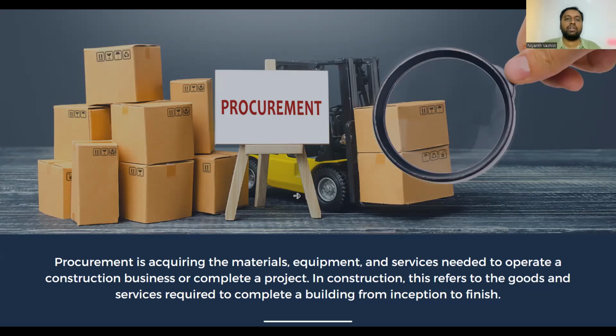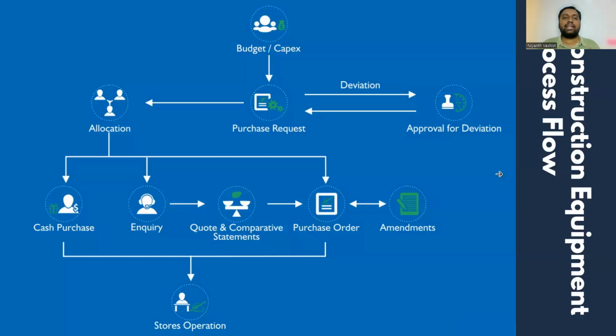So in construction, this will refer to all the goods and services required to complete the building, from the inception stage to the finish stage. So we'll be looking at the process itself. How does the cash flow work, or how does the process of procurement work?